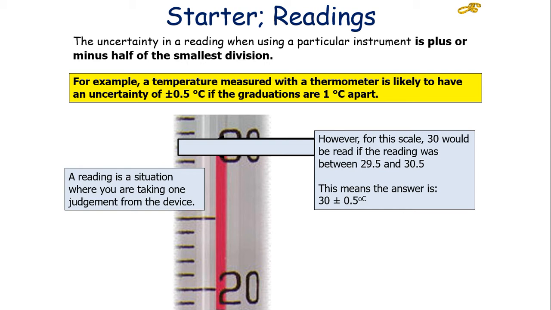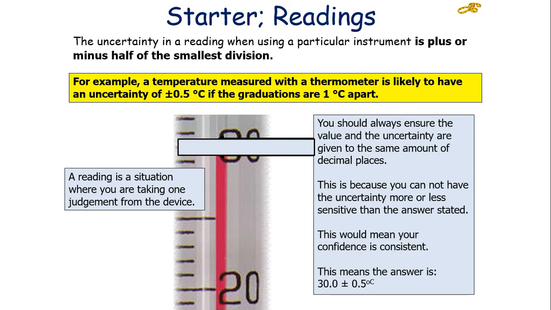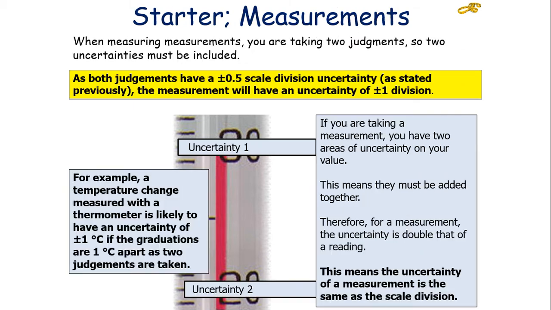So therefore, there's now an uncertainty due to the scale of the measuring device. So it is 30 plus or minus 0.5, because when you add 0.5, it's 30.5. When you minus 0.5, it's 29.5. So it's very, very important that you do this. It's also important to note that the uncertainty and the value are given to the same number of decimal places. So it will be 30.0 plus or minus 0.5 degrees Celsius.